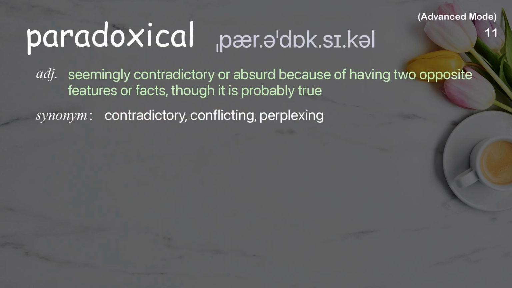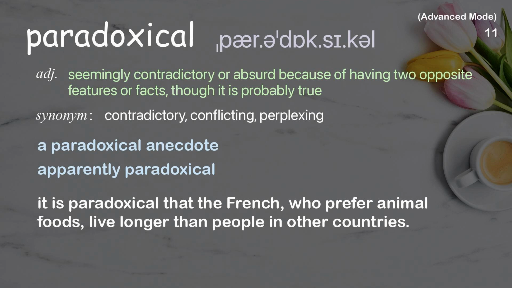Paradoxical. Seemingly contradictory or absurd because of having two opposite features or facts, though it is probably true. Examples: a paradoxical anecdote, apparently paradoxical. It is paradoxical that the French, who prefer animal foods, live longer than people in other countries.